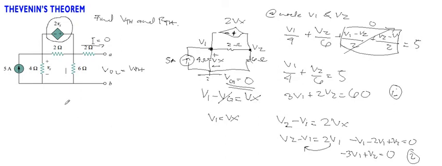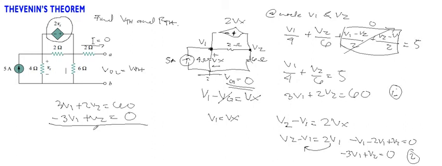First, rearrange natin. We have 3V1 plus 2V2 is equal to 60. And also, we have negative 3V1 plus V2 is equal to 0. Am I right? So, try natin elimination na lang kasi pwede siyang ma-eliminate simply. Okay. Eliminate natin yung V1 natin.